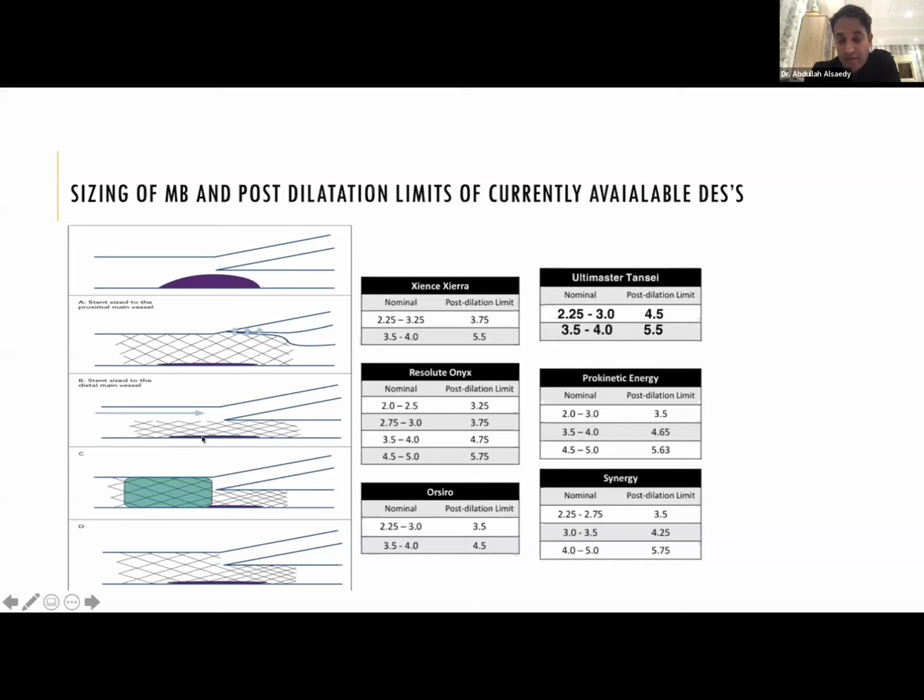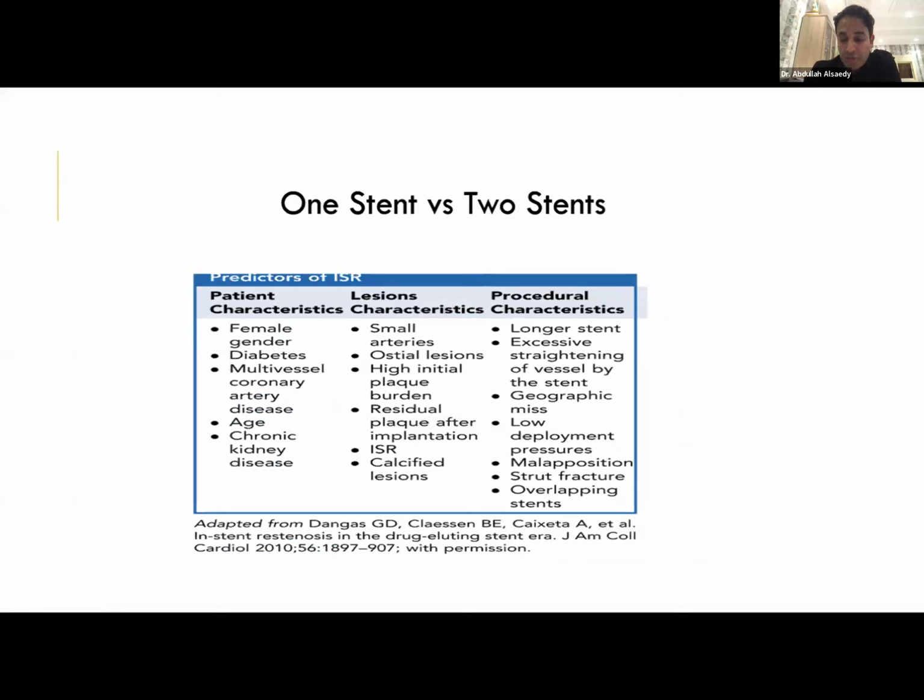And for that reason, we have different post-expansion stent limitations, and this depends on the type of stent and the length and diameter. When we talk about predictors of in-stent restenosis, there are patient-related characteristics, including age, gender, comorbidities, diabetes, and CKD. Then the lesions themselves, like small vessels, ostial lesions, high intimal plaque burden, a previous ISR, and calcified lesions.